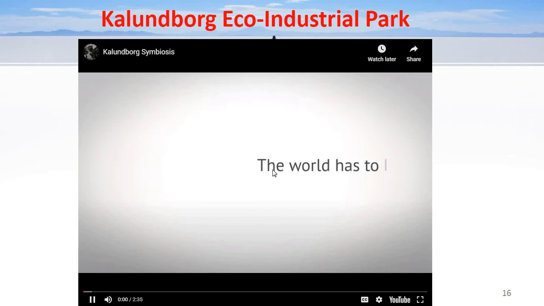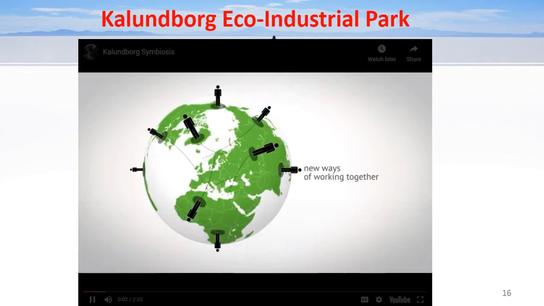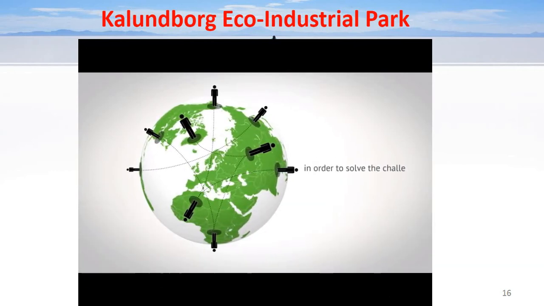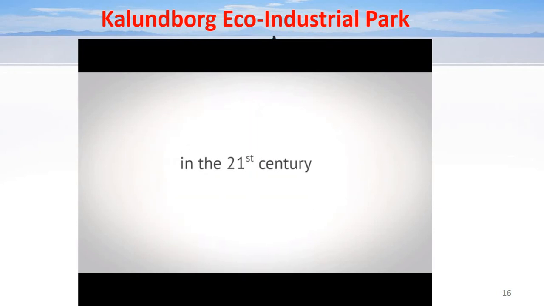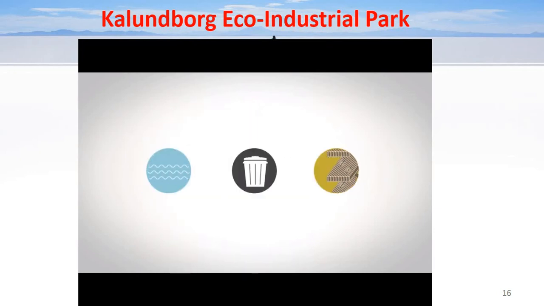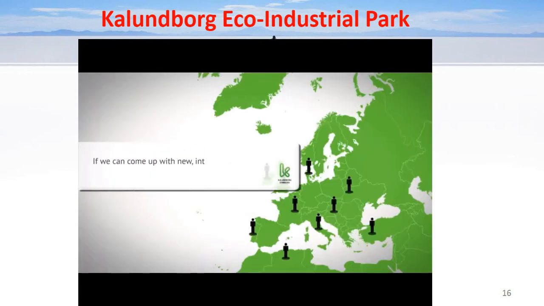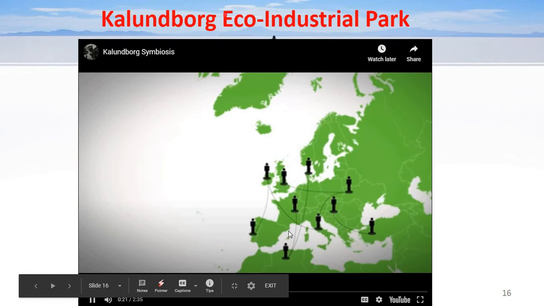The world has to learn new ways of working together in order to solve the challenges we face in the 21st century. Challenges like water consumption, waste management, and the use of materials. If we can come up with new, intelligent ways of cooperating, new opportunities can be created that further economic growth, reduce our consumption of natural resources, and help to save the environment.